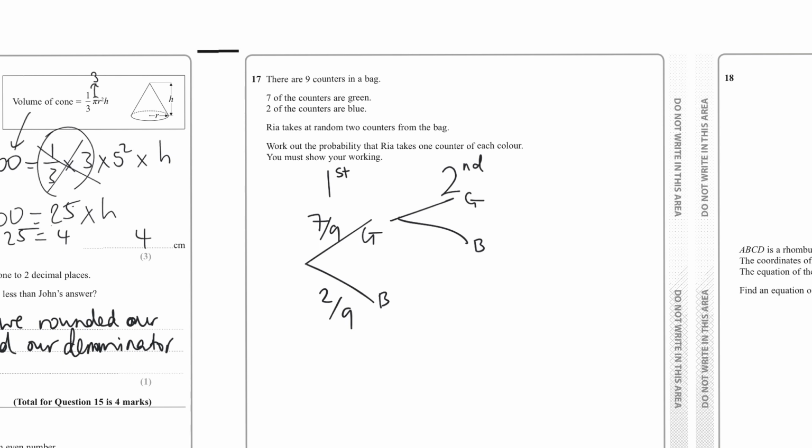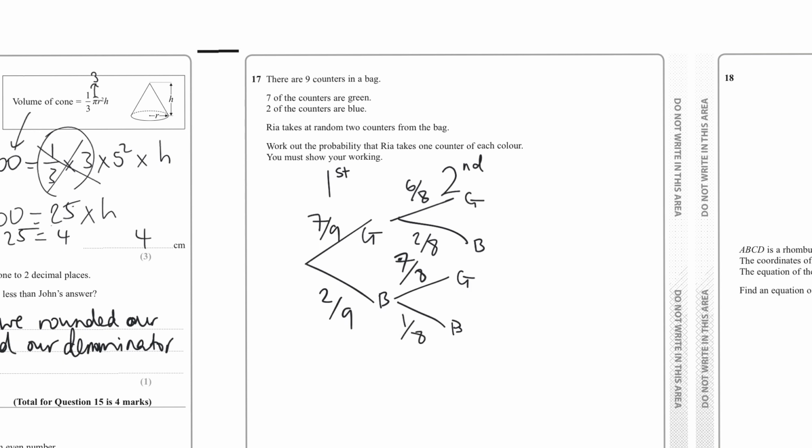The probability of taking out a second green, because you have 1 less green, will be 6 out of 8, because you have 8 in total instead of 9 now that you took 1 out. For the blues, it would still be 2 out of 8, because you didn't touch the blues. Whereas if you took out a blue first, the probability of a green will be 7 out of 8, because you didn't touch the greens. And taking out a blue second after taking out a blue first will be 1 out of 8.